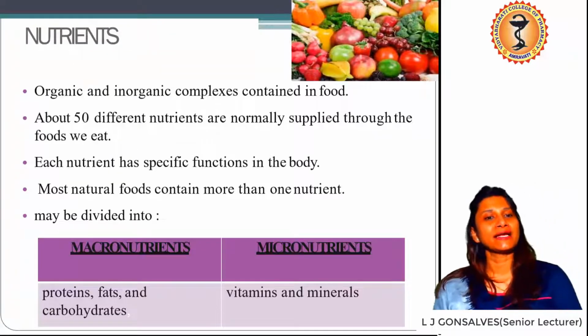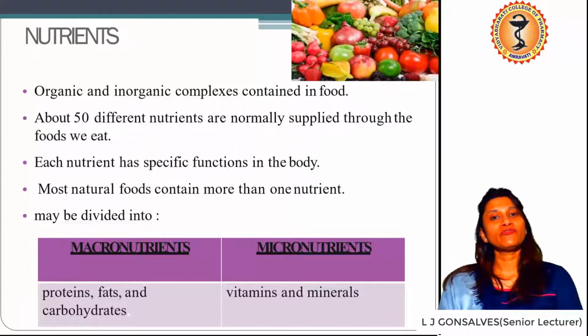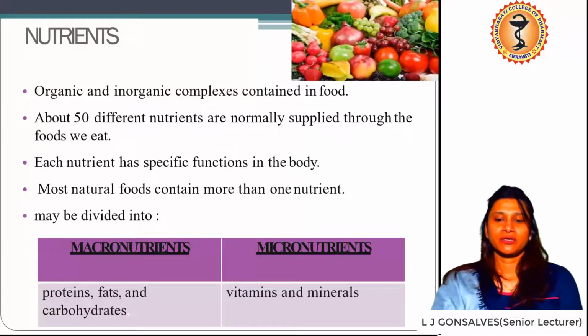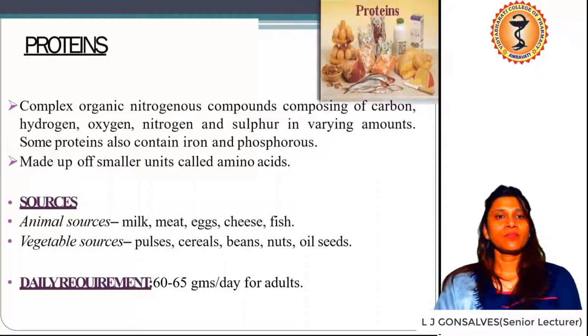You can see in this slide that there are about 50 different nutrients which are normally supplied through the food which we eat, and each nutrient has specific functions in the body. Most natural foods contain more than one nutrient. Now we'll study individual nutrients. The first nutrient which we are going to study is proteins.